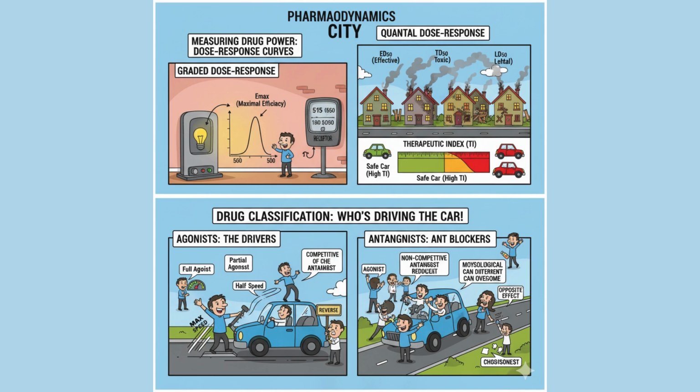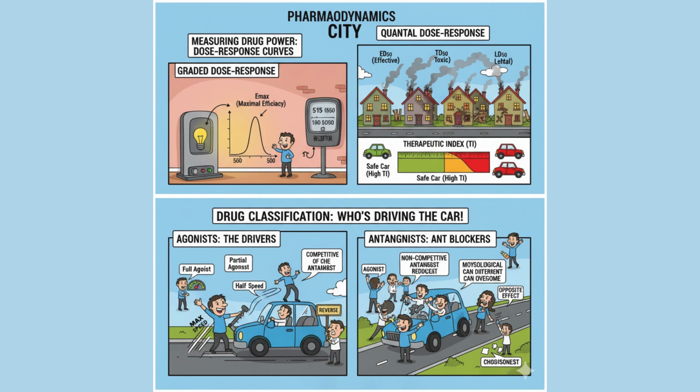Then we have the chemical type of antagonist. This isn't about the car or the road either. A chemical antagonist just destroys the driver before they even get to any car. Say, a drug that directly binds to and neutralizes a toxin in the bloodstream.